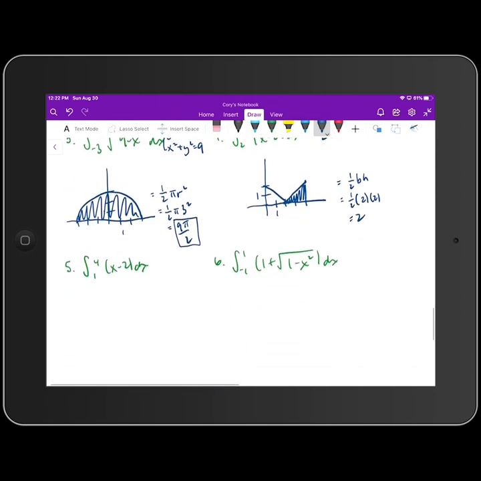Okay, I want you guys to give 5 and 6 a try. So for 5, you have the integral from 1 to 4 of x minus 2, which you're integrating with respect to x. And for 6, you have the integral from -1 to 1 of the quantity 1 plus the square root of 1 minus x squared, which you're integrating with respect to x. All right, so pause the video, give both of those a try, and then you can turn it on after to see how you did.